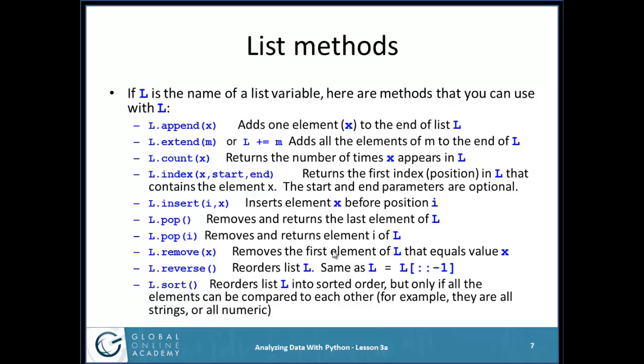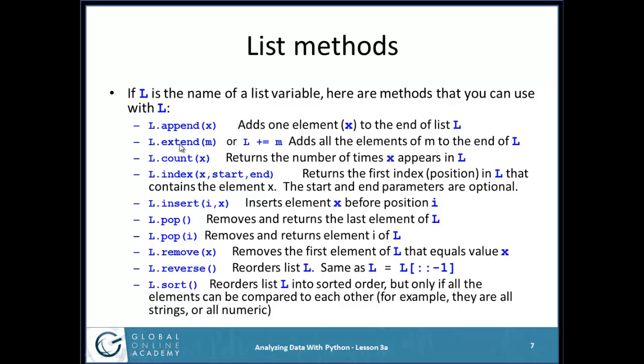Now, in addition to slicing lists, there are a number of methods that are built into the list class. So let's suppose L is the name of a list variable I've created. Here's some methods you can use. Probably the most common is L.append and then give it something in parentheses. It adds one element to the end of the list. If the list had 7 items in it, now it has 8. If it had 0 elements in it, now it has 1. Whatever you give it gets added to the end of the list.